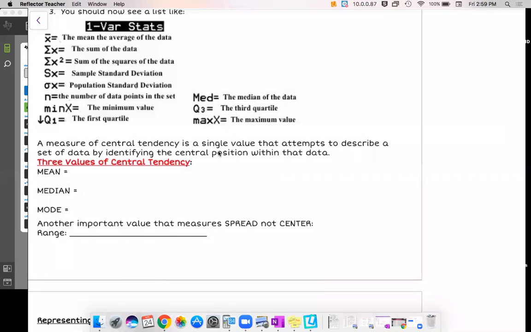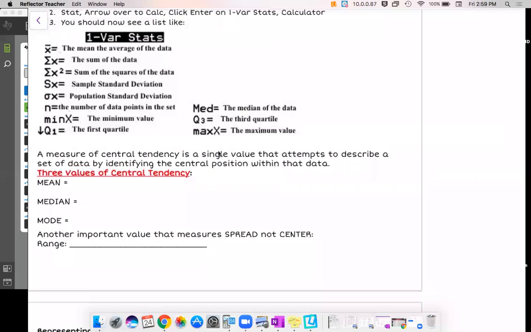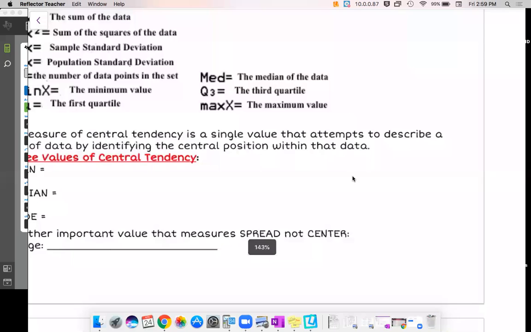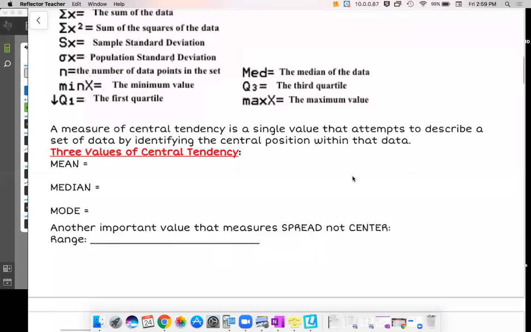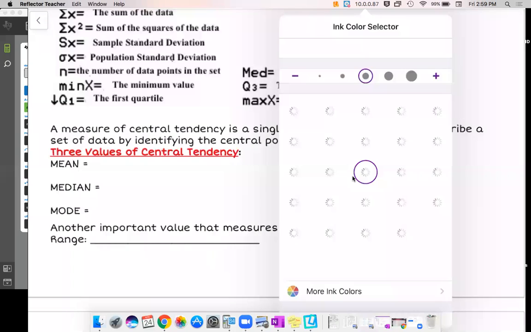So it says, the first thing we're going to figure out is a measure of central tendency. And what that is, it's a single value that attempts to describe a set of data by identifying the central position within that data. So there are 3 different values of central tendency that we work with. The first one is the mean, which you guys have hopefully been doing forever. So the first thing we want to write down is just the definition of that.